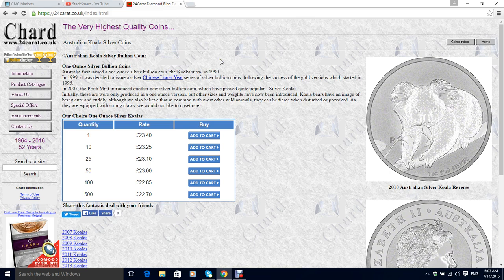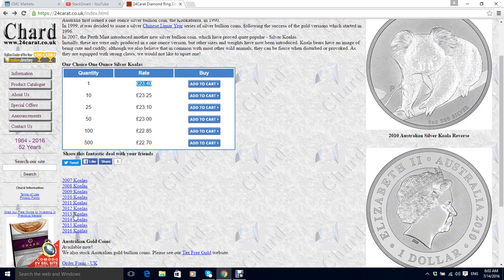At the moment, a lot of my stacking is revolving around the koalas. 24 carat have these 2010 koalas in at £23.40, which I think is fantastic value for a 6-year-old coin. I think that these are very undervalued, the koalas. In the panda range, a 2010 panda's £42, but you can still pick these 2010 pandas up in Chard for £23.40, which is fantastic value.